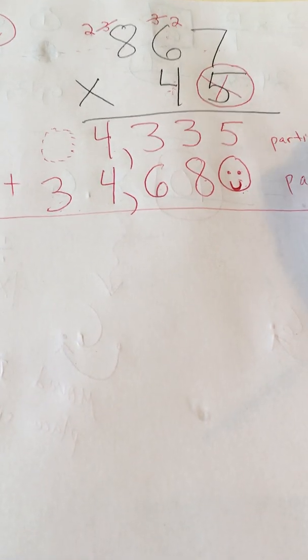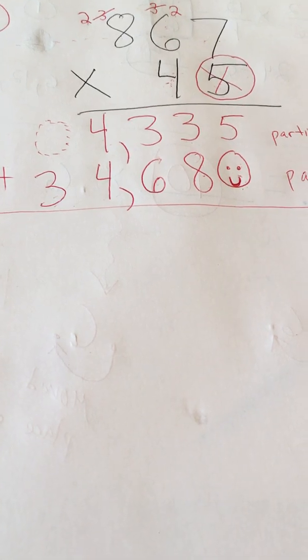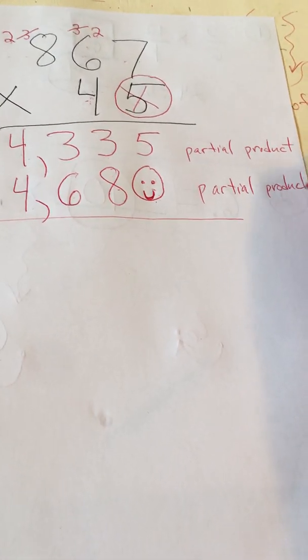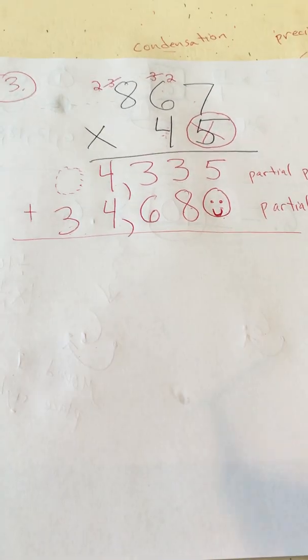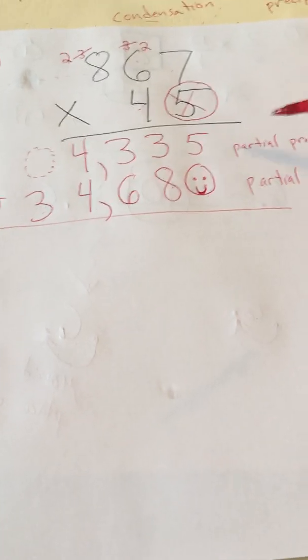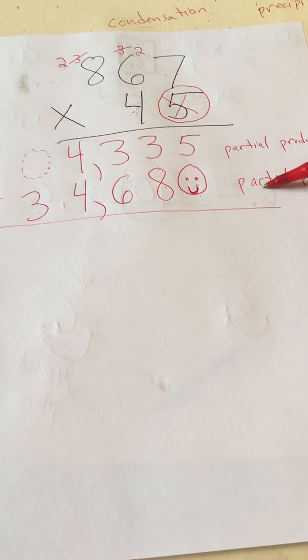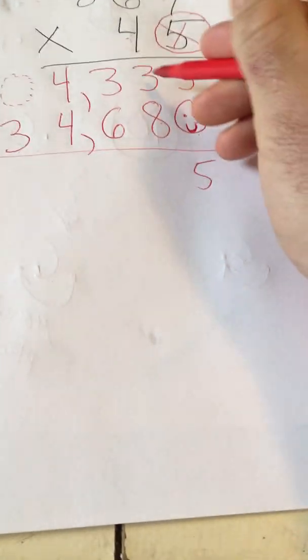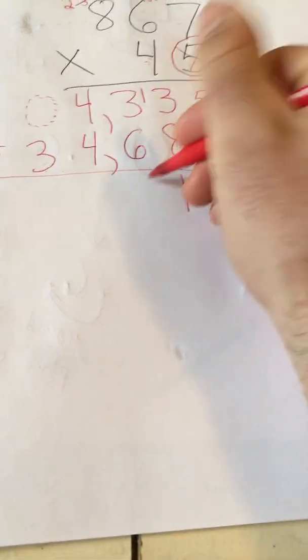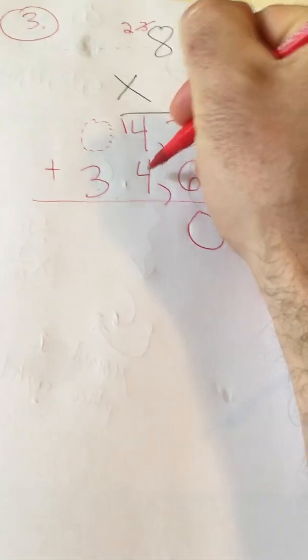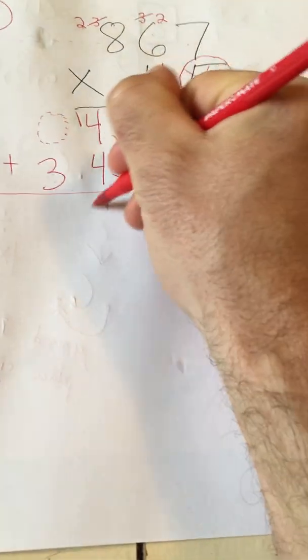So check your second partial product. It's part of the answer to this multiplication problem. It should be 34,680. Now we're adding this partial product, part of the answer, to this partial product, this part of the answer, and we'll have our full answer. 5 plus 0 is 5. 8 plus 3 is 11, carry the 1. 6 plus 3 plus 1 is 10, carry the 1. 4 plus 4 is 8, plus 1 is 9.